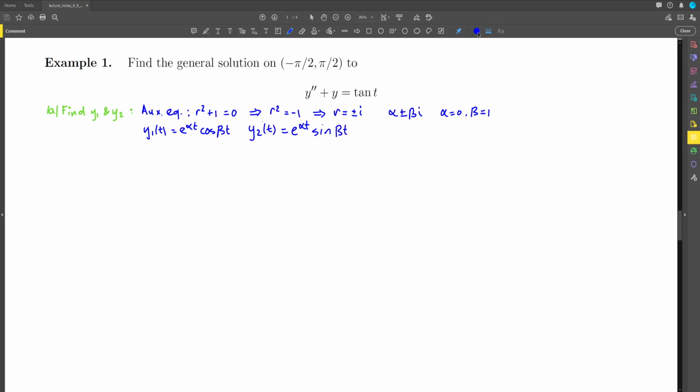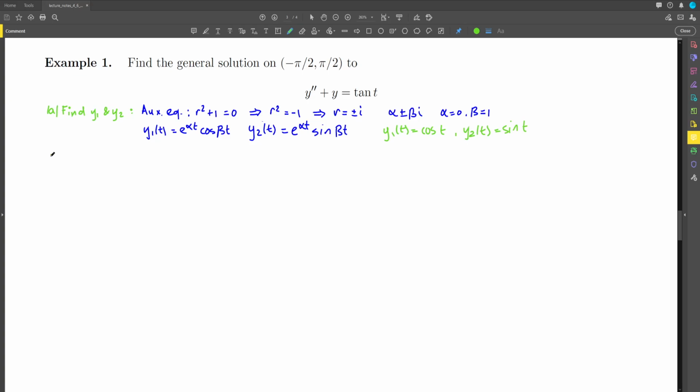And so the conclusion then is when I plug in alpha as 0, this becomes a 1. And when I plug in beta equals 1, this just becomes cosine of t, and this becomes sine of t. So for part A, I find that y1 of t is cosine of t, and y2 of t is equal to sine of t.